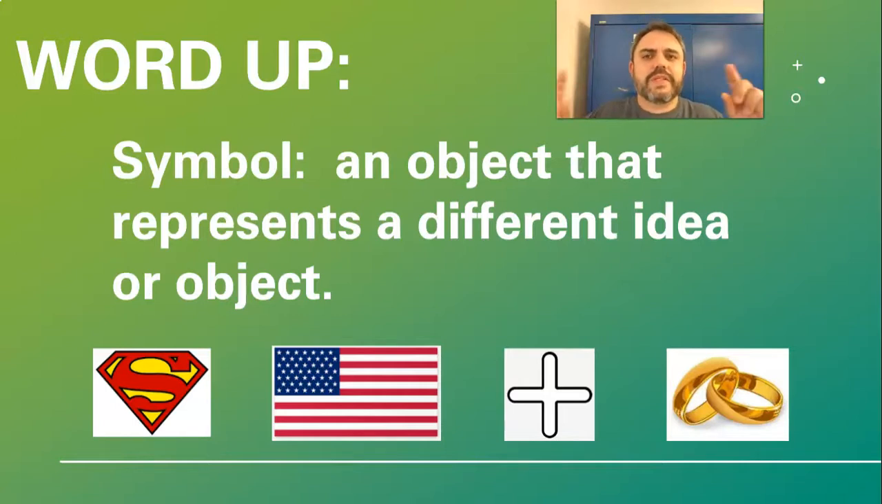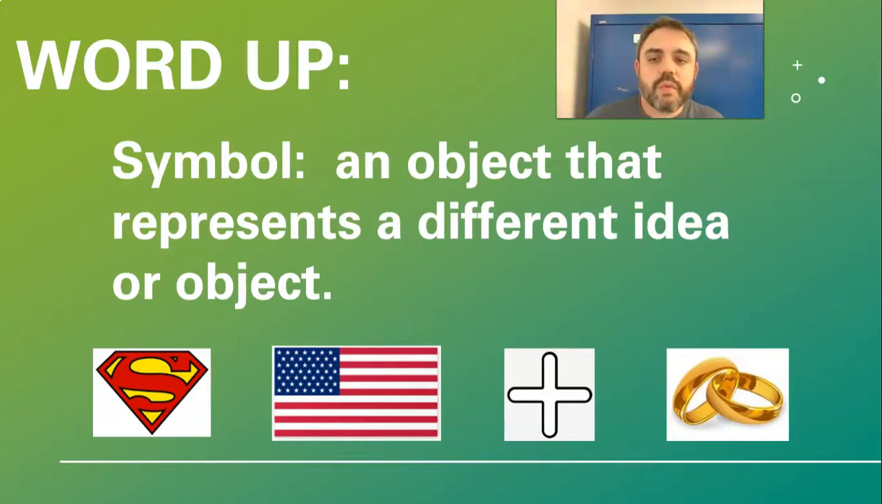A symbol is the object, like it says on the screen, that represents a different idea or object. When I say the word symbolism, we are talking about the use of symbols. They're kind of interchangeable, but there's a slight difference, and you now know that difference.